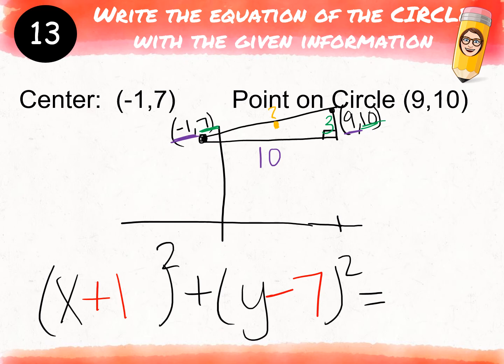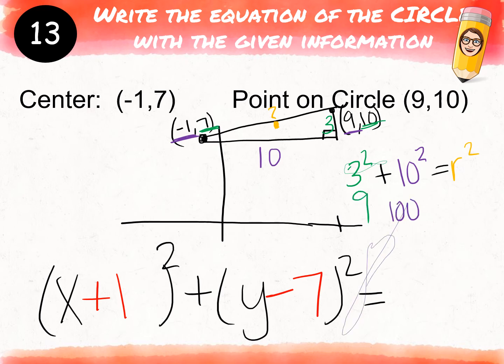Take a moment. If you need to pause, think about that. How do we find that hypotenuse length again? That's right. We need to use the Pythagorean theorem. The Pythagorean theorem says leg squared plus leg squared equals hypotenuse squared. And my hypotenuse is my r. Let's calculate. 3 squared, 9. 10 squared, 100. I end up with 109.